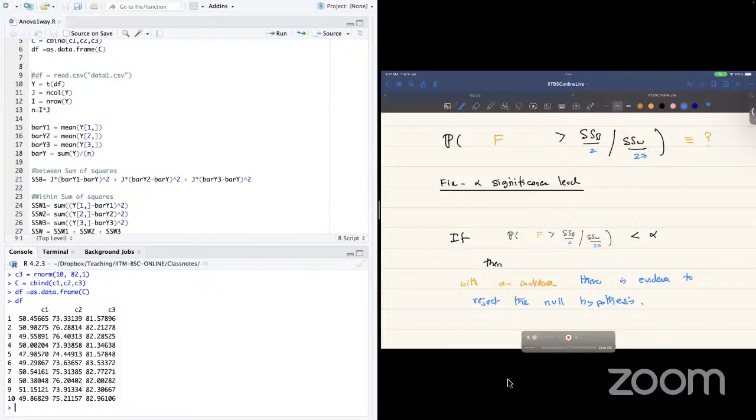So can you, people on chat, let me know if this idea is clear? I don't know how many are left. Okay. Yeah, Shiva. So this idea is clear. Yeah.